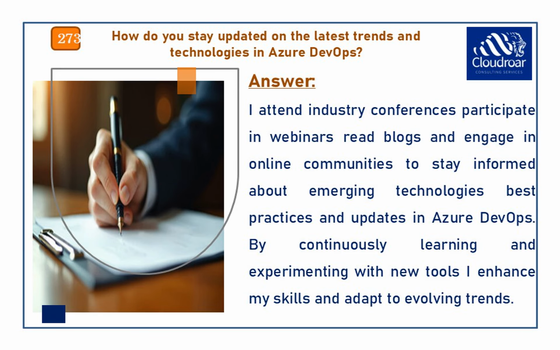Question 273. How do you stay updated on the latest trends and technologies in Azure DevOps? I attend industry conferences, participate in webinars, read blogs, and engage in online communities to stay informed about emerging technologies, best practices, and updates in Azure DevOps. By continuously learning and experimenting with new tools, I enhance my skills and adapt to evolving trends.